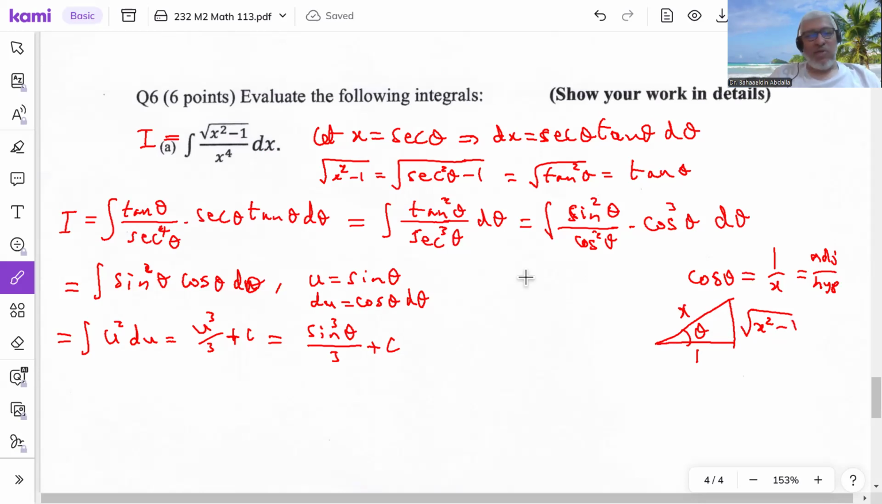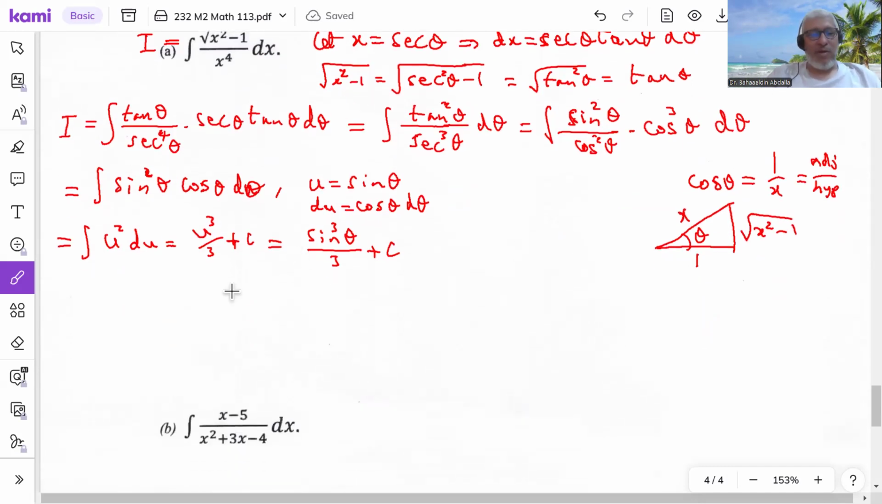As usual, you should check against the integral in the question to make sure that your answer is correct. So the final step: instead of sine theta, what is sine theta? It is opposite over hypotenuse. So 1 over 3, and I'll have the square root of x squared minus 1, this is the opposite over hypotenuse, and this should be raised to the power 3, plus c, and this would be the answer.